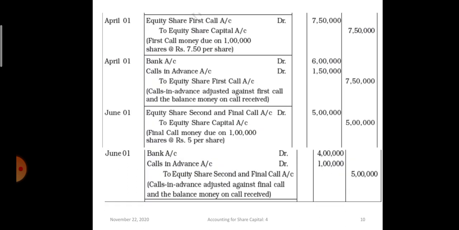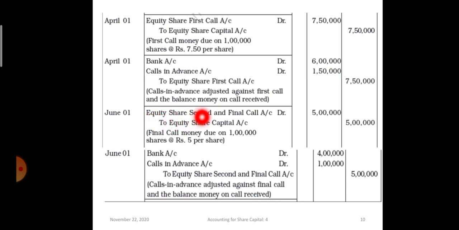Now equity share first call is made due. Equity share first call to equity share capital, 7,50,000 rupees. According to the question, 1,50,000 is already received, so bank account debit 6 lakh rupees. 7.50 minus 1.50 on 20,000 shares at the rate of 7.5, 1,50,000 is already received. So calls in advance was earlier credited. Now to adjust that to the share first call, it will be debited. So bank account debit 6 lakh rupees, calls in advance 1,50,000, to equity share first call 7,50,000 rupees.